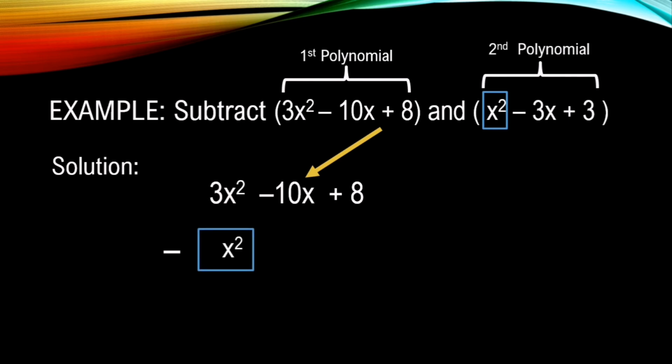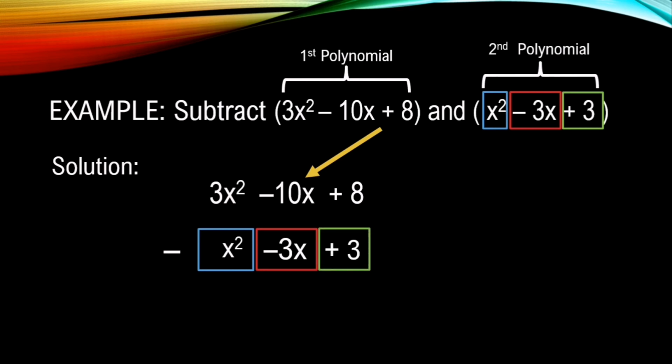Next is negative 10x. Is there a term in our second polynomial that is similar to negative 10x? Yes, there is. We have negative 3x. So we will be placing negative 3x under negative 10x. And then let's use the third term in our first polynomial. Our third term is 8. Is there a term in our second polynomial that is similar to 8? Yes, there is. We have positive 3. So we will be writing positive 3 under positive 8. So there we have it.